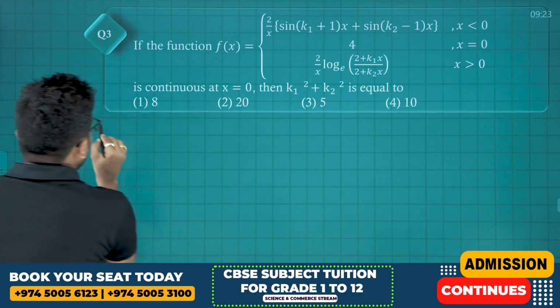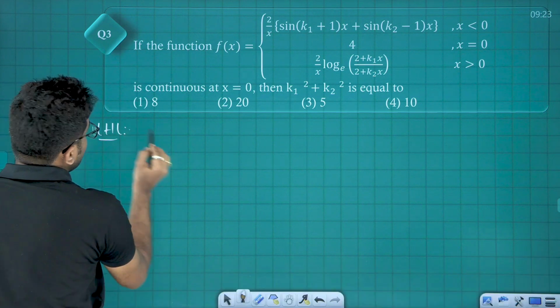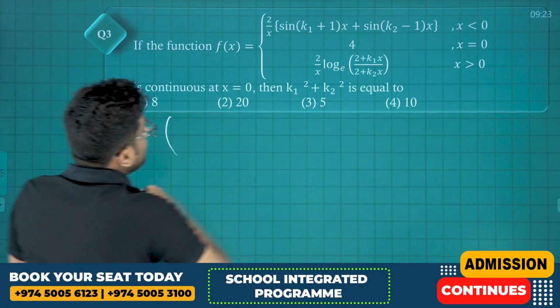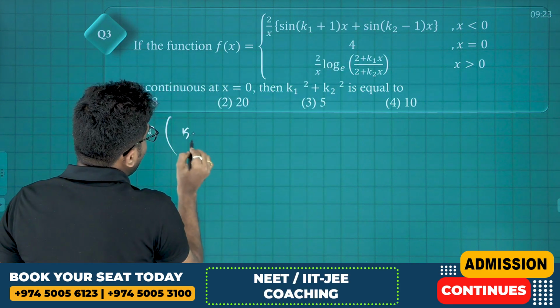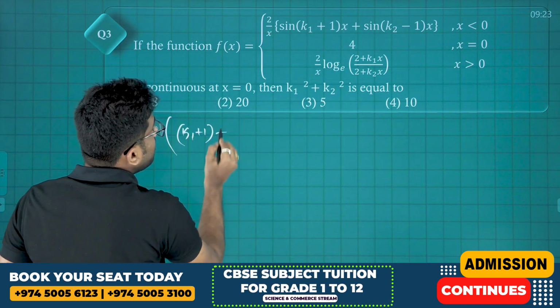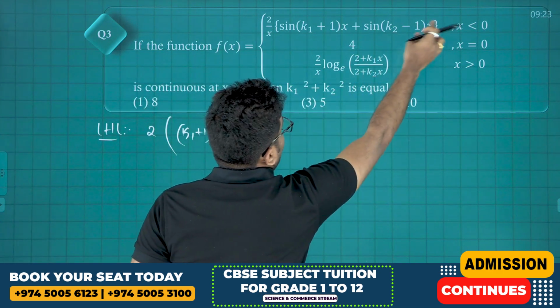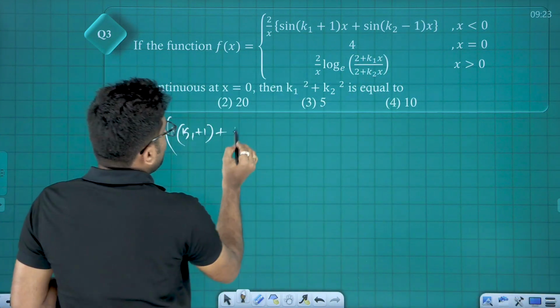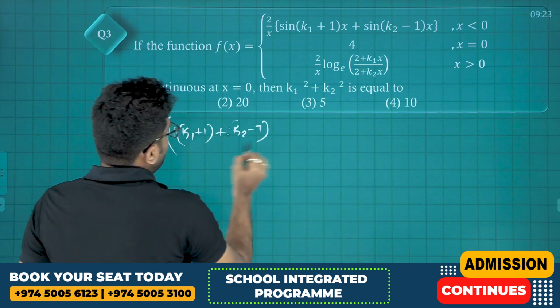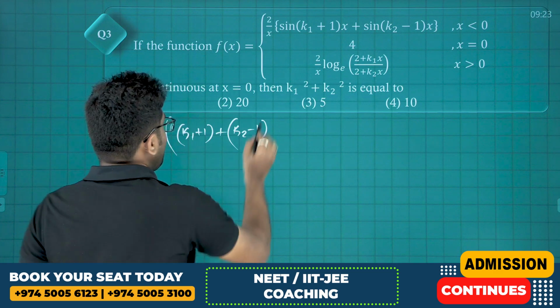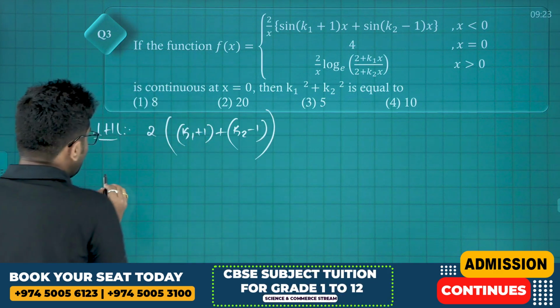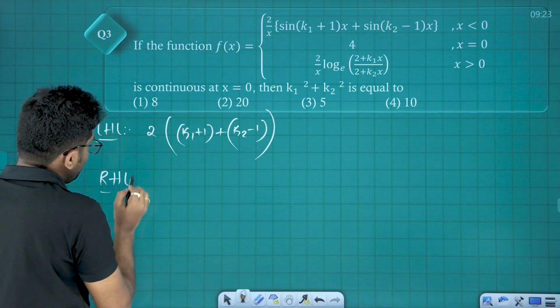Sine ax by x is a. So LHL is equal to 2 times sine of (k1 plus 1)x by x, which is nothing but k1 plus 1. I am writing it directly, plus sine of (k2 minus 1) x divided by x, that is k2 minus 1. Friends, I am using sine ax by x as a. So this is LHL. Now what is RHL?